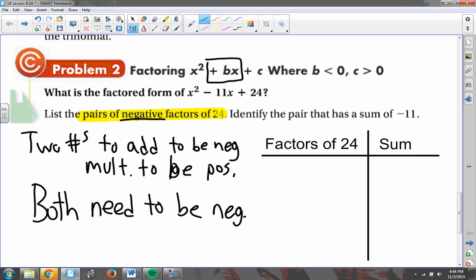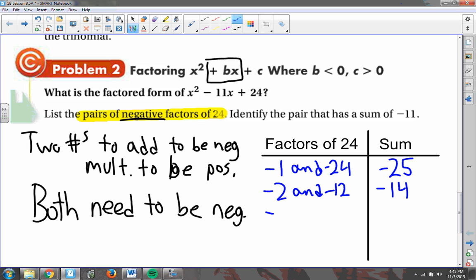Now, listing the factors is very similar to the last example you just did. Factors of 24, but both of them being negative. Negative 1 and negative 24. They add up to be negative 25. That's no good. Negative 2 and negative 12. They add up to be negative 14. That's no good. Negative 3 and negative 8. They add up to be negative 11. That's exactly what I am looking for. Check mark. There's my winner.